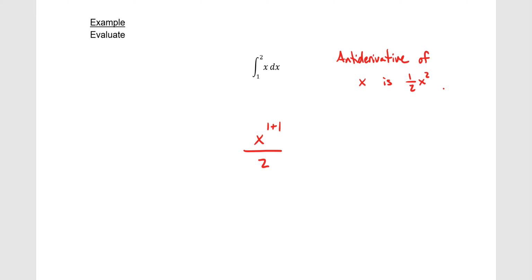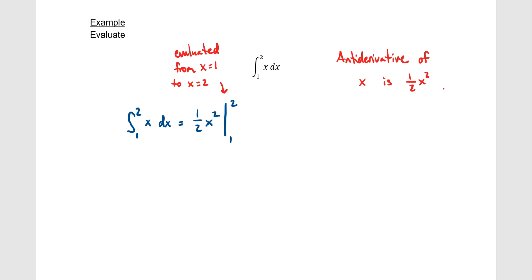Okay, so anytime we just have a little power function like this, just a variable, then we add 1 to the exponent, divide by the new exponent. That's the antiderivative. Okay, so what we have here is the integral from 1 to 2, just rewriting what we have, of x dx, is going to be 1/2 x squared evaluated from 1 to 2. So that's the notation we should be using. That vertical line means evaluated from x equals 1 to x equals 2. So that means we go ahead and plug it in.